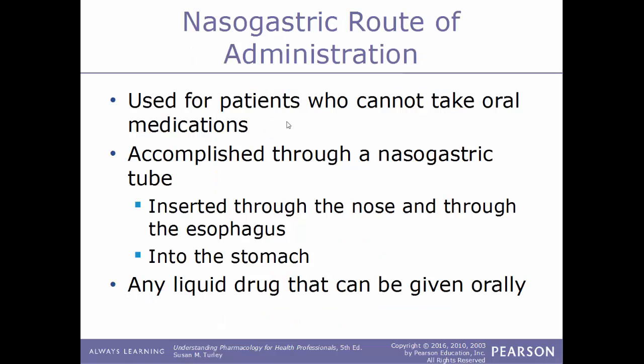Another route of administration is the nasogastric route. This is used for patients who cannot take oral medications. So this is administered through a nasogastric tube. A tube is inserted through the nose and then down into the esophagus and going down into the stomach. That's why it's called nasogastric. Now this route can be used for any liquid drug that can be given orally.